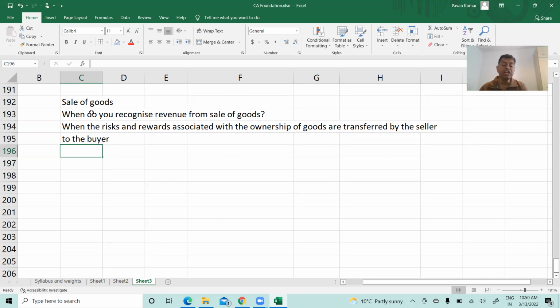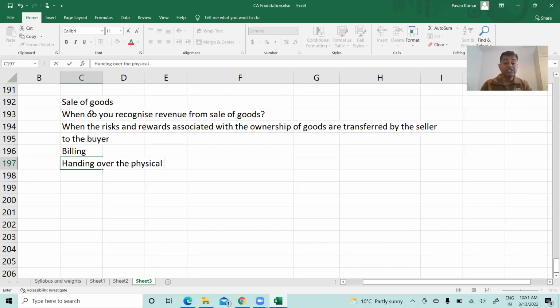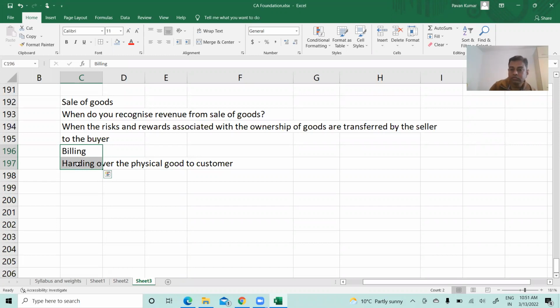Okay. Now you tell me, billing is one event, handing over the physical good to the customer is one event. So in these two, which one do you think is giving risks and returns to the customer? Is it billing or is it handing over the physical good?